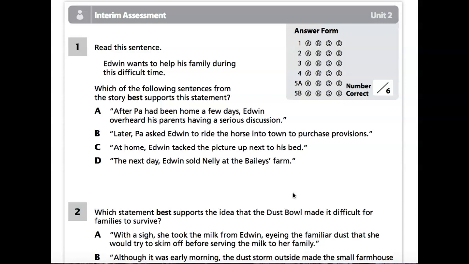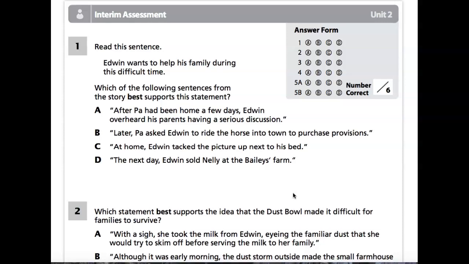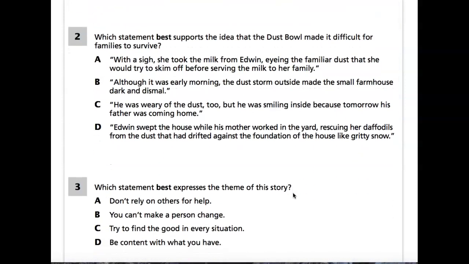All right. Okay, let me scroll down here. Okay. All right, number 2.